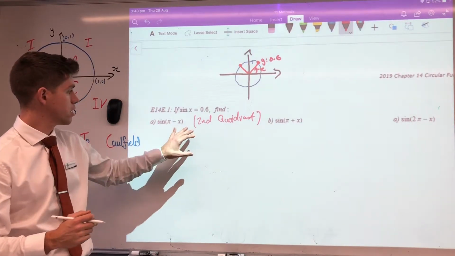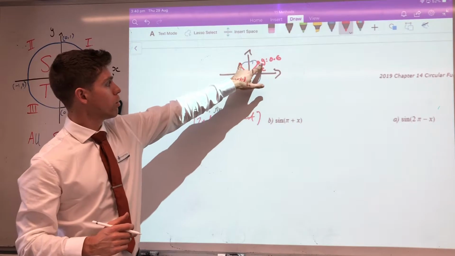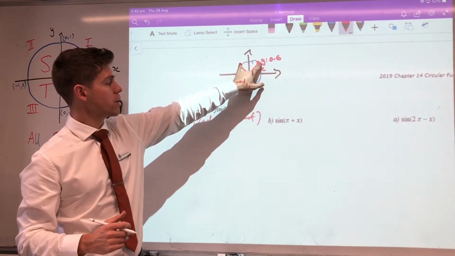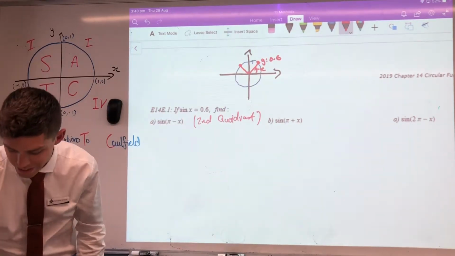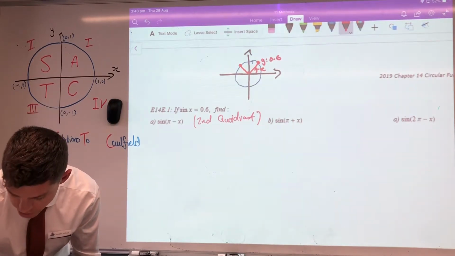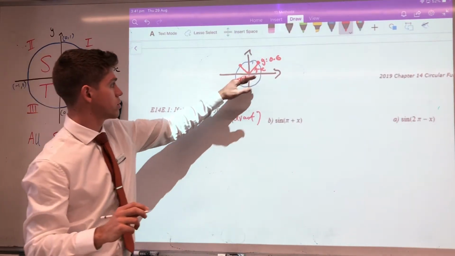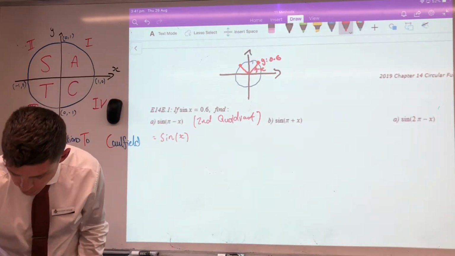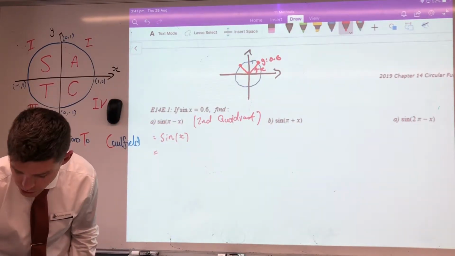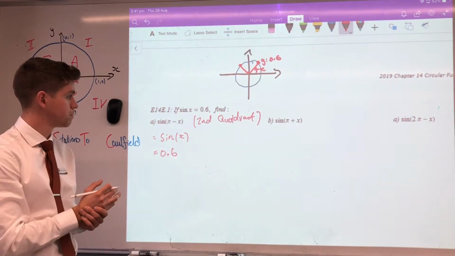So in the second quadrant here, the same angle goes up. What is the corresponding y value here? Well, it's going to be the exact same. So sine of pi minus x is equal to sine of x, so it's equal to the same value that we had before, and the value that we had before was 0.6, so this could be said to be the same as 0.6.